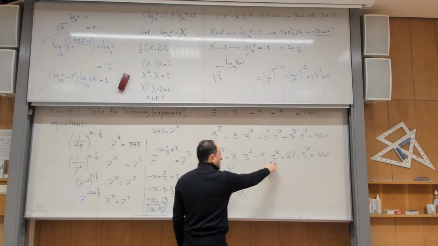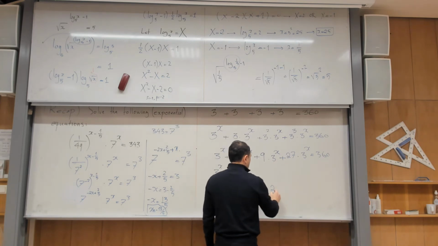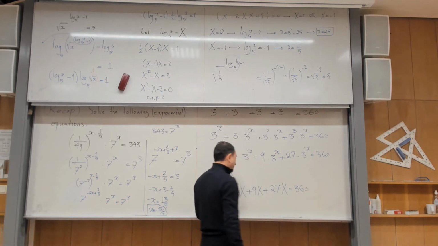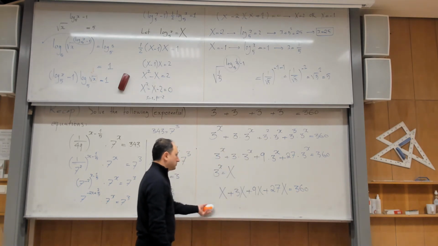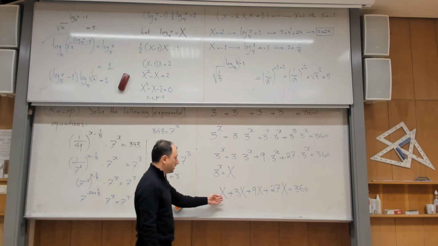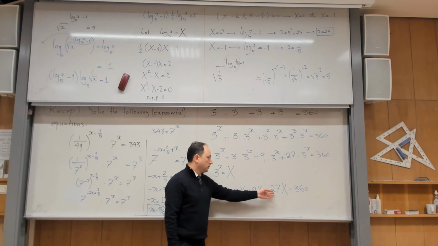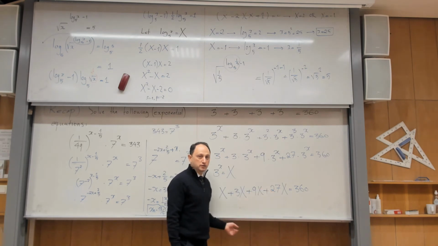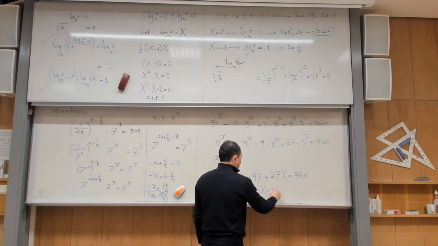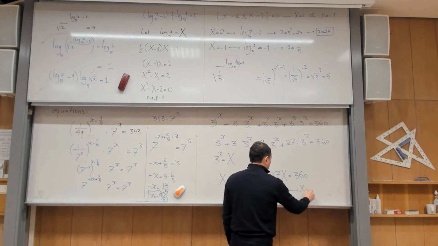This becomes 9 times X. This becomes 27 times X. And on the right-hand side, you have 360. This is a Math 1C level problem, yes. Everyone knows what to do. Because I have X plus 3X is 4X, plus 9X is 13X, plus 27X is 40X. So this becomes 40X is equal to 360. You want to make X alone, so you divide by 40, and it becomes 9.